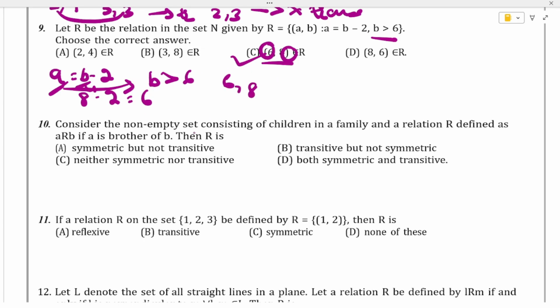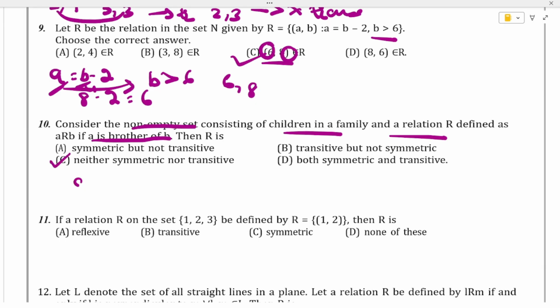Next is about the 10th question, that is, consider the non-empty set consisting of children in a family and a relation R defined as A R B if A is brother of B, then R is. See, they have given a non-empty set, that means it is having some elements, that is children in a family, and a relation R that I have given. A is a brother of B they have given. To see that it is neither symmetric nor transitive, because the brother relation is neither symmetric nor transitive.